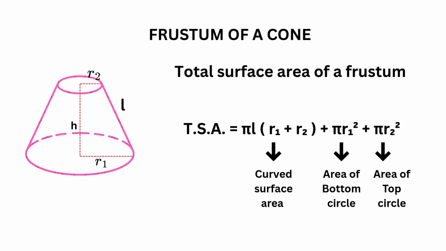The formula is the sum of three parts. Part 1. The curved surface area. This is equal to pi multiplied by the slant height, L, multiplied by the sum of the two radii, R1 plus R2. Part 2. The area of the bottom circle. This is equal to pi multiplied by the larger radius, R1 squared. Part 3. The area of the top circle. This is equal to pi multiplied by the smaller radius, R2 squared. So, the total surface area equals part 1 plus part 2 plus part 3.